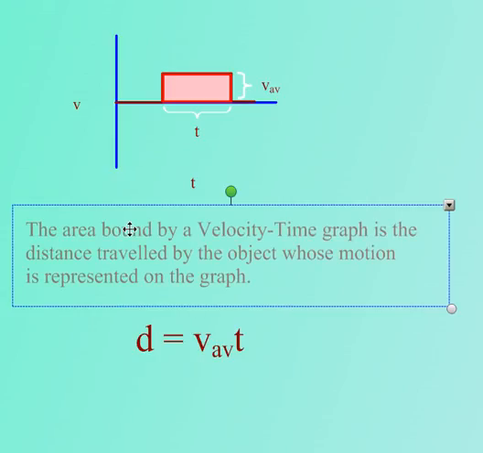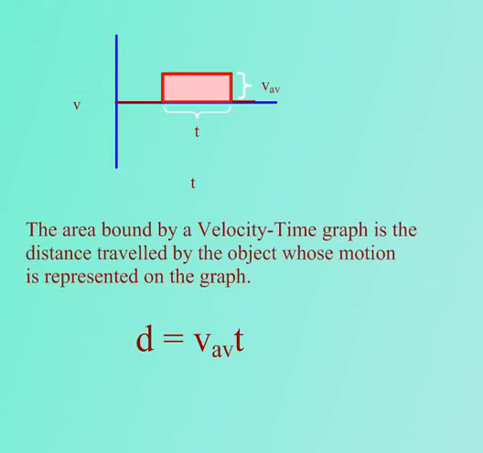What we just learned from that then is that the area that's bound by a velocity time graph, the area shaded in pink above, is the distance traveled by the object whose motion is represented on the graph. Now, we happen to do this with a rectangle because finding the area of a rectangle is simple. But that statement is true no matter what the shape of the graph. So even if an object is accelerating, the area underneath the velocity time graph is still the distance traveled by the object. So let's apply the same logic to that kind of motion on the next slide.